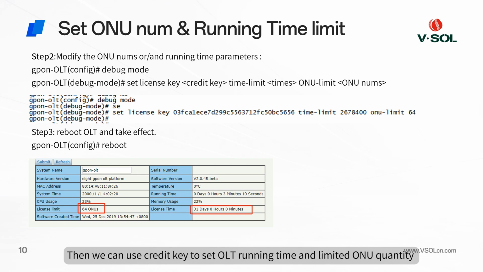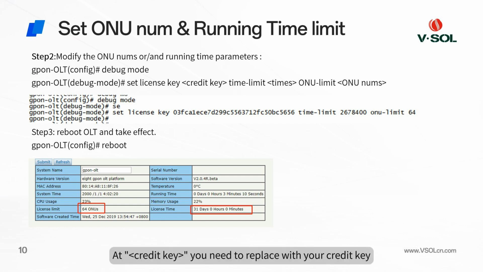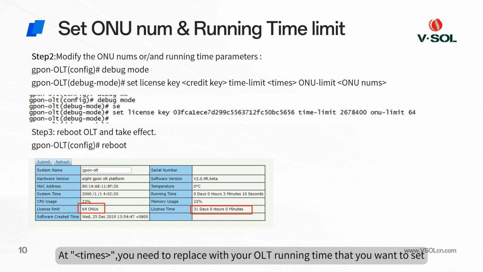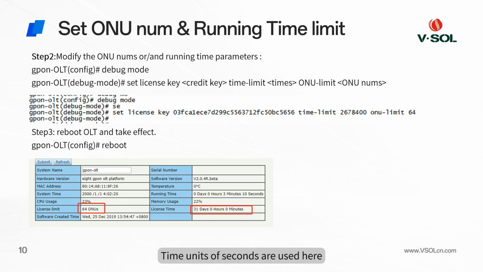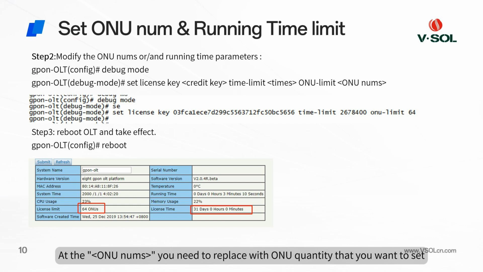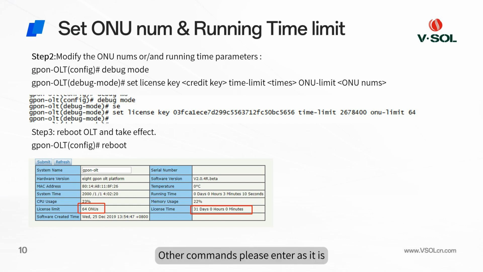Then we can use credit key to set OLT running time and limited ONU quantity. At the credit key, you need to replace with your credit key. At times, you need to replace with your OLT running time that you want to set. Time units of seconds are used here. At the ONU nums, you need to replace with ONU quantity that you want to set. Other commands please enter as it is.